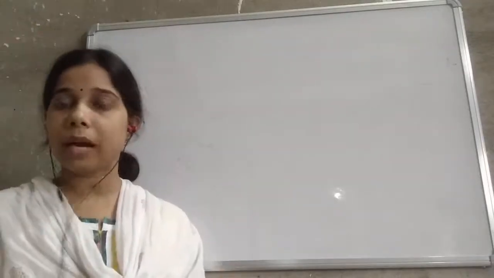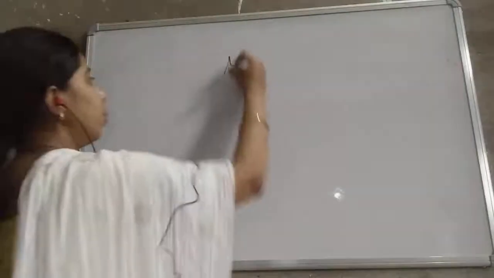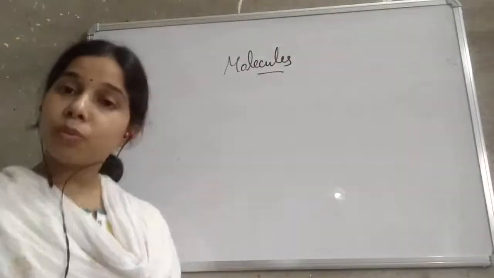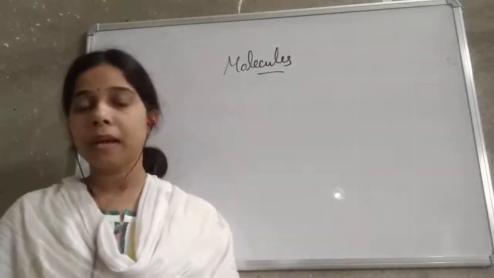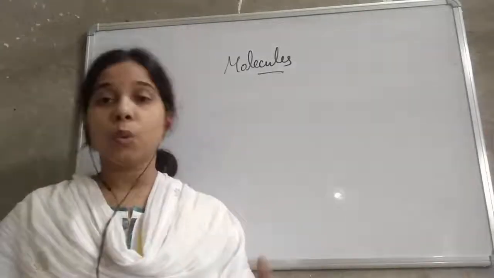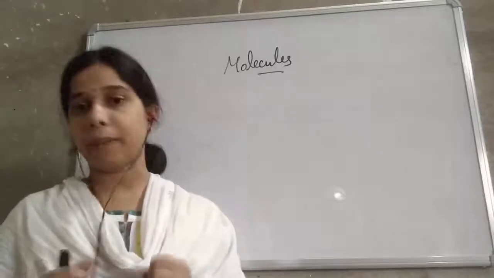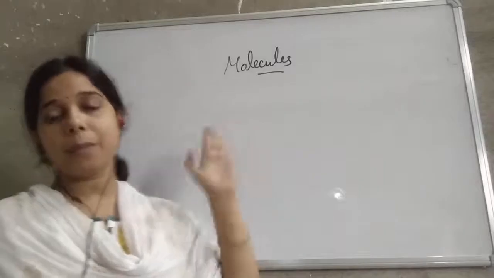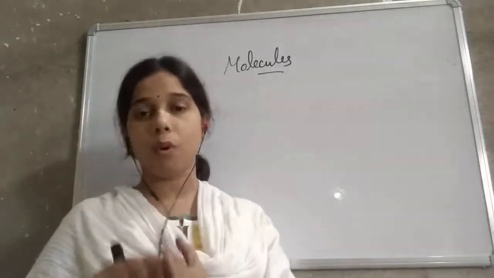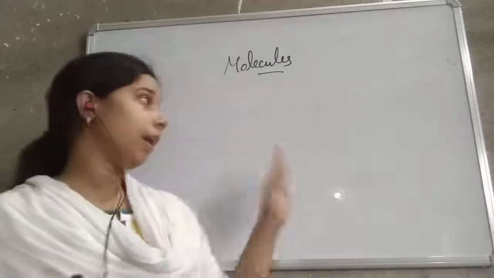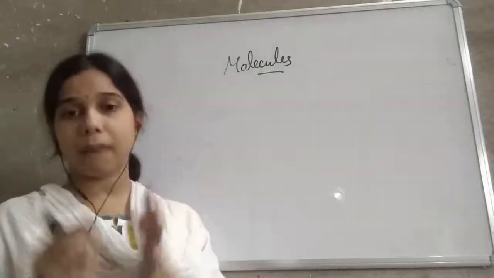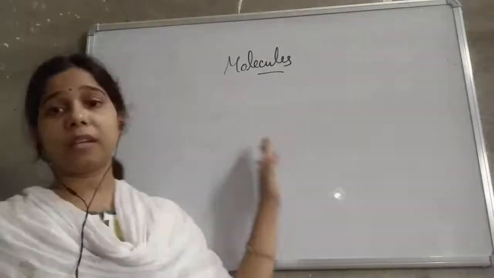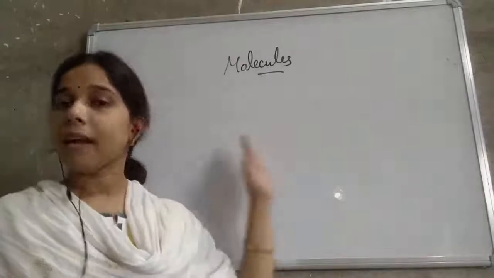Now we will talk about another term, and that is molecules. Students, right now we studied that atoms are the smallest particles which may or may not exist independently. What about the molecules? These molecules are basically made up of two or more atoms together. When two or more atoms combine together, they form a single entity, and thus this molecule is capable of independent existence.